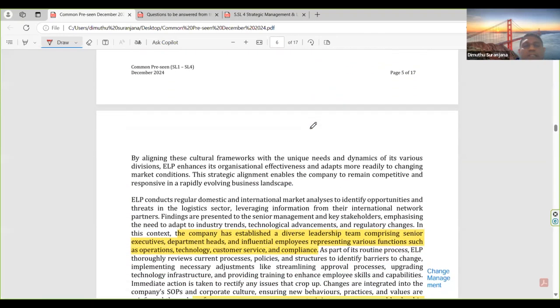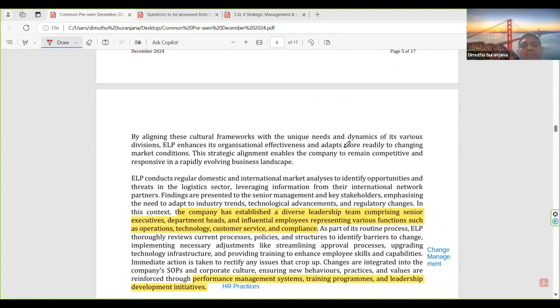By aligning these cultural frameworks with the unique needs and dynamics of its various divisions, ELP enhances its organizational effectiveness and adapts more readily to changing market conditions. The strategic alignment enables the company to remain competitive and respond to the rapidly evolving business landscape.